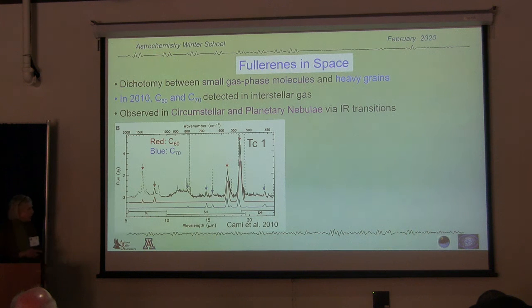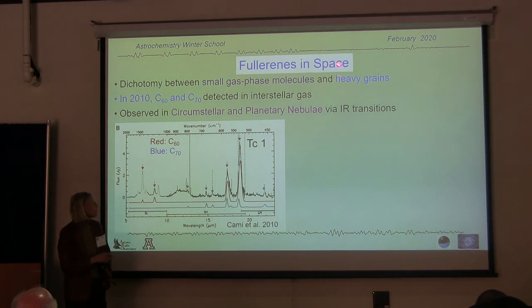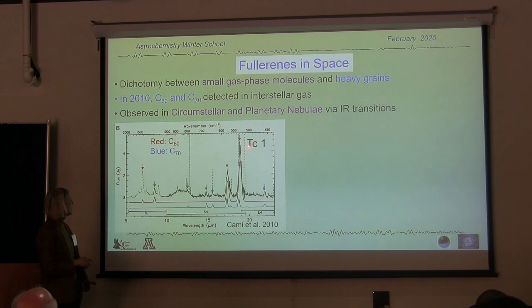So I mentioned fullerenes, and I want to finish up this talk with a little digression, because fullerenes were originally detected in planetary nebulae. This is a spectrum taken by Jan Cami towards the planetary nebula Tc 1. This was one of the first real detections of fullerenes. The black lines are the interstellar spectra observed in the infrared near 10, 15, 20 microns. And here's the predicted spectrum of C60. You can see it lines up pretty darn well, and then C70.